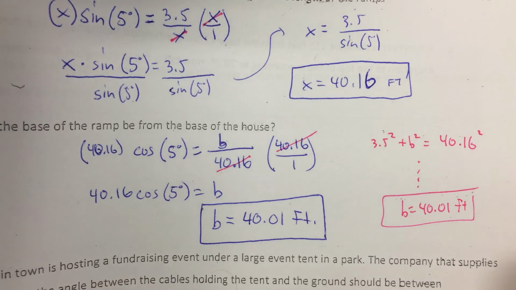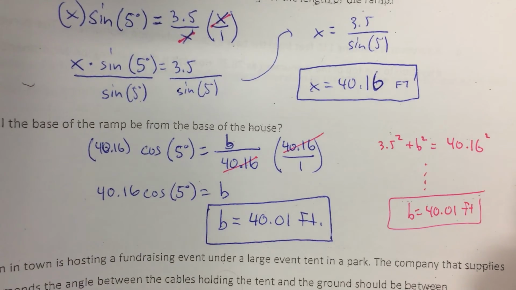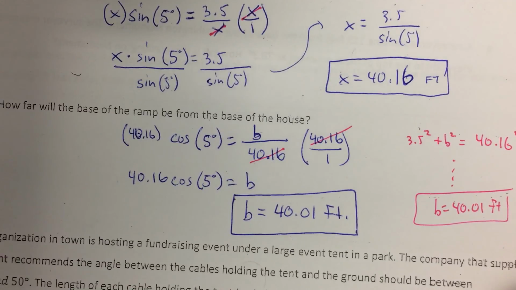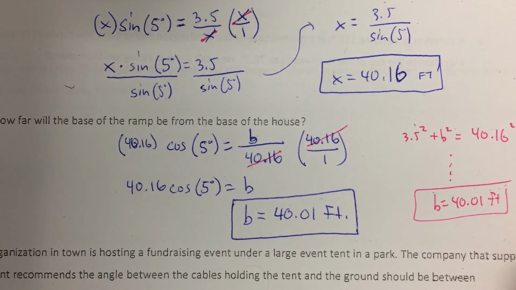Okay. So here is an example of using sine and cosine, right triangle trigonometry, to solve different types of problems. In the next video we'll do the second problem, and then there'll be a third video trying to solve a third problem on the next page.